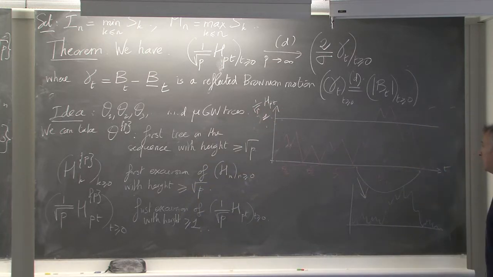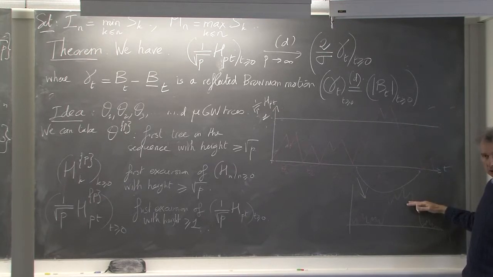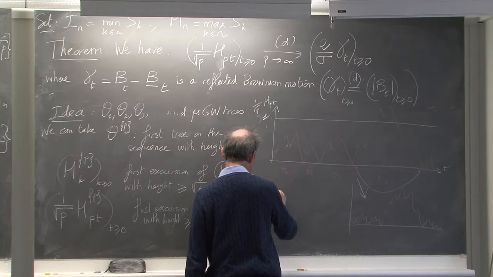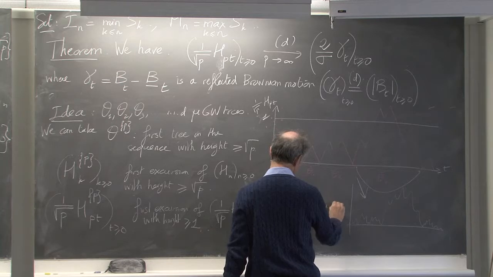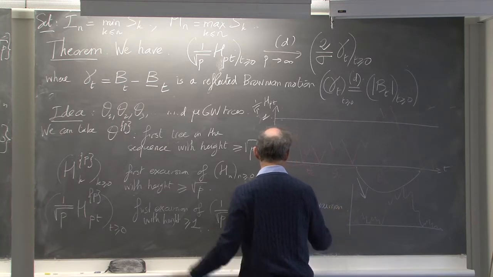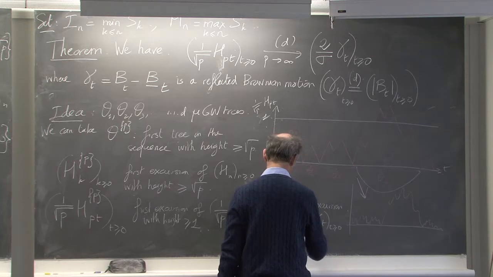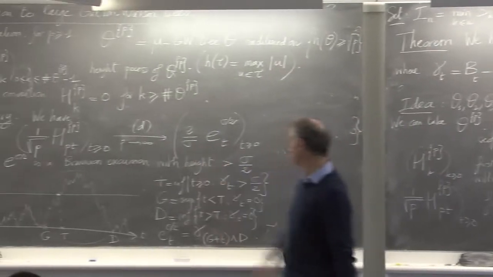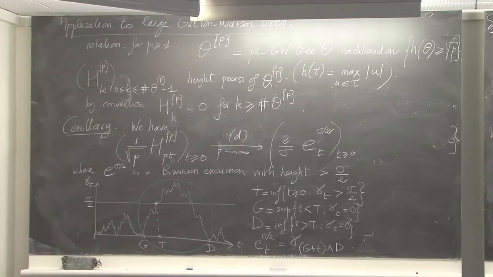Okay? And so the first excursion with height greater than 1, well, you expect that it will converge to the first excursion here, also with height greater than 1. Okay? So you say that this converges by the theorem, still up there, to the first excursion of, well, the limiting process greater than 1. And this is what I get here. Okay, so this is the idea.